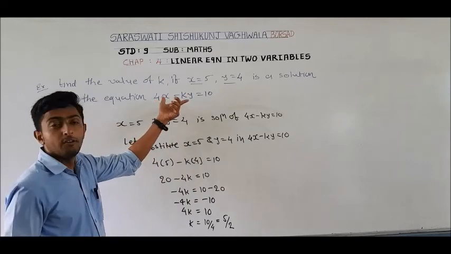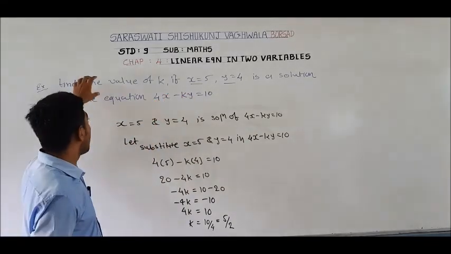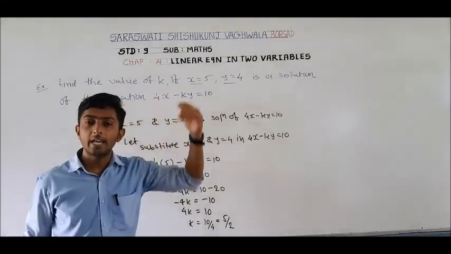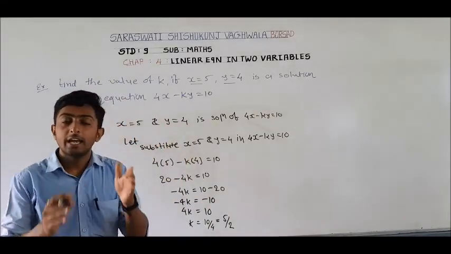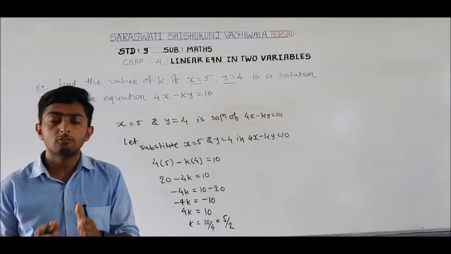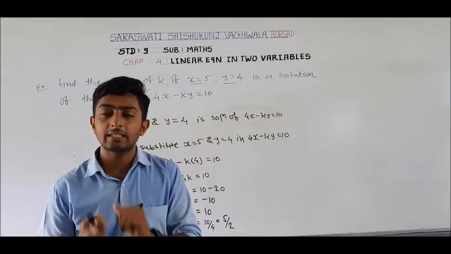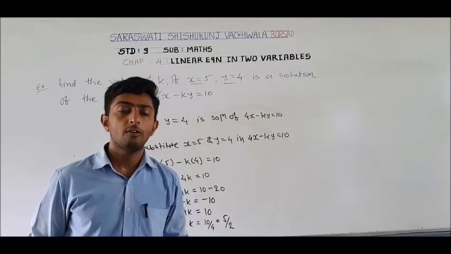In the next step we have to find the value of k if we have already been given the values of x and y as a solution of the given equation. In this type of example we have to substitute the given values of x and y. You will get the value of k.